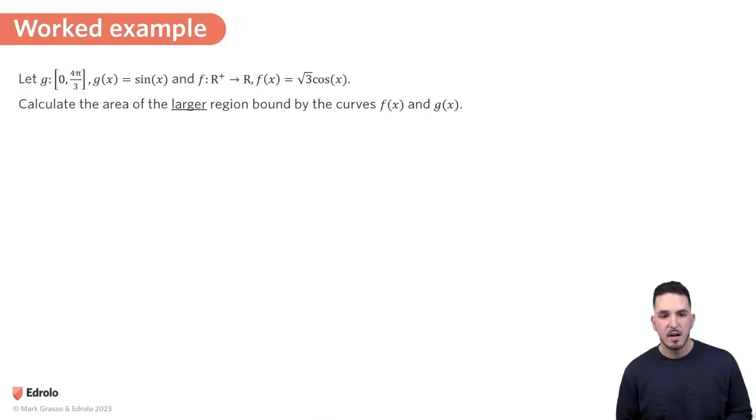So let g be defined between 0 and 4 pi on 3, where g(x) equals sine of x and f(x) is equal to root 3 cos of x. Calculate the area of the larger region bound by the curves f(x) and g(x).